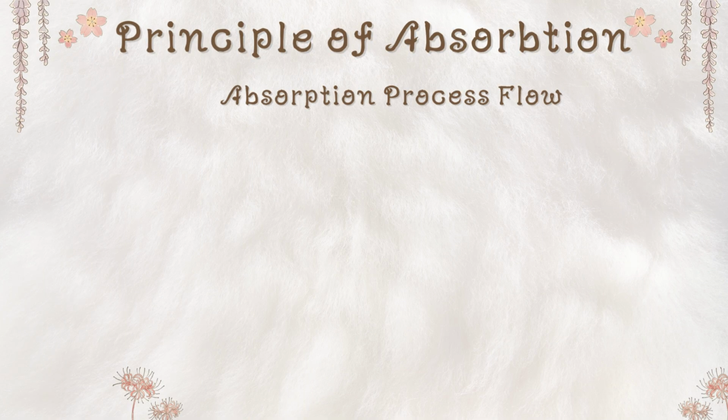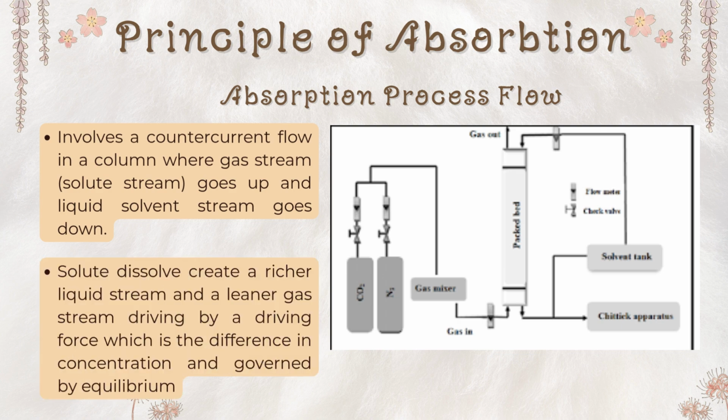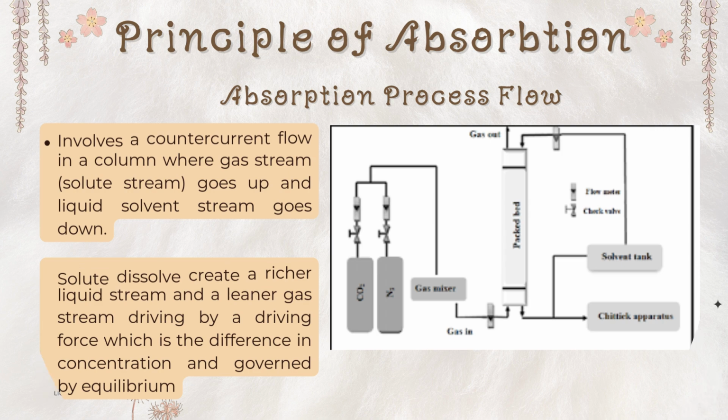In the absorption process flow, a countercurrent operation is used. This means that the gas stream, which contains the solute we want to remove, travels upward while the liquid solvent flows downward. As they meet inside the column, the solute dissolves into the liquid, creating a richer liquid stream and a cleaner gas outlet at the top. This mass transfer happens because of a concentration difference, which acts as a driving force. The diagram shows a packed column system connected to gas cylinders and a solvent tank, illustrating how gas enters at the bottom, interacts in the packing material, and lastly exits as a treated stream at the top.